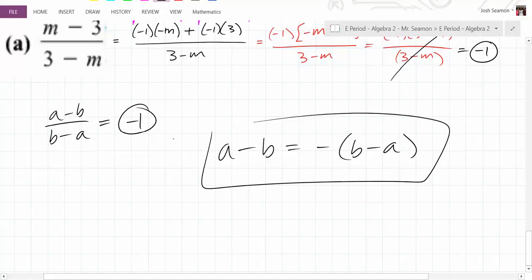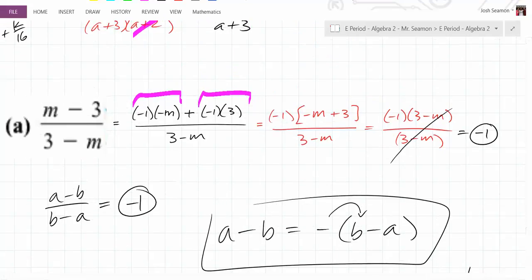Negative b plus a? No, it's not. Because that would be negative b plus a, which is a minus b. They're the same thing, you see? Yeah, absolutely. So there you go.